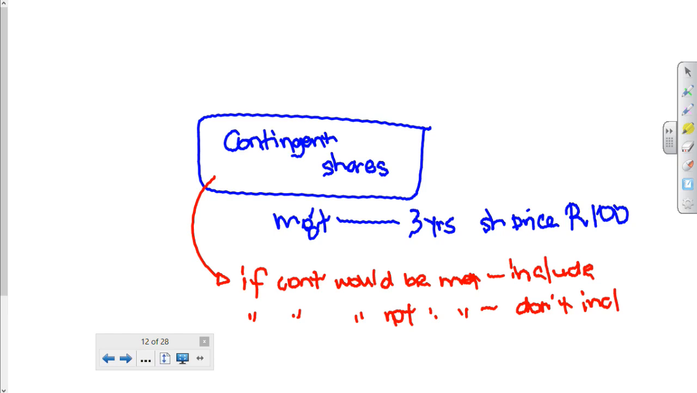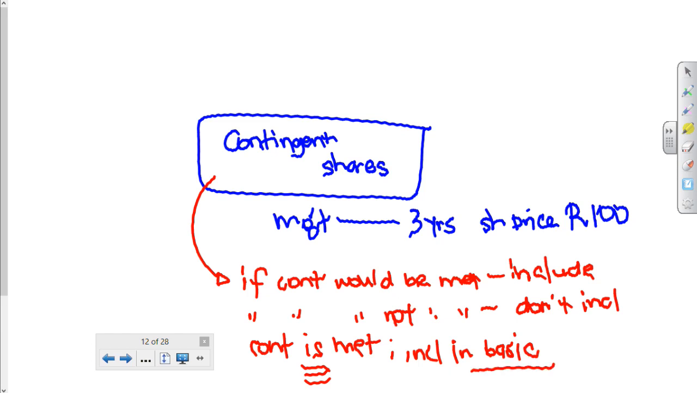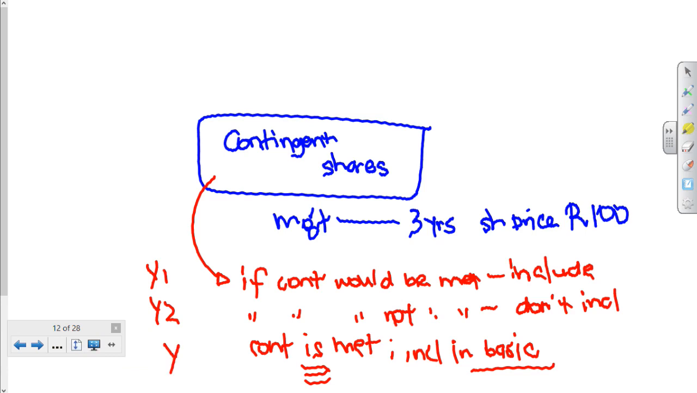By the time you get to the third year, the contingency is met. Definitely met. Maybe you haven't even issued the shares yet, but the contingency is met. Then we include it in basic. It's no longer diluted. It's no longer a potential ordinary share. It is a share. It just happens to be one you haven't issued yet, isn't it? So this could even be your scenarios for year 1, year 2, and year 3, isn't it?